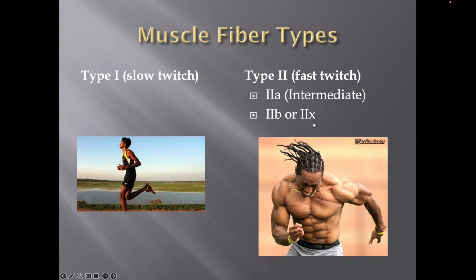The reason we've got type 2B or type 2X is that both are kind of the same names for the same type of muscle fibers, but depending on if you're looking at newer research or older research, one might be more readily used than the other. But just understand type 2B or type 2X means the same thing. Let's go over the characteristics of these different muscle fiber types in the next slide.